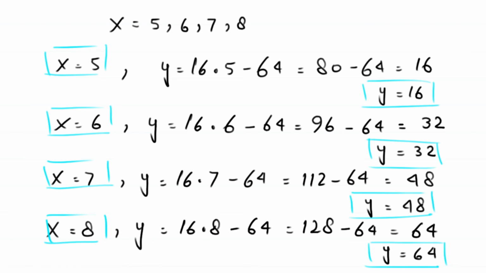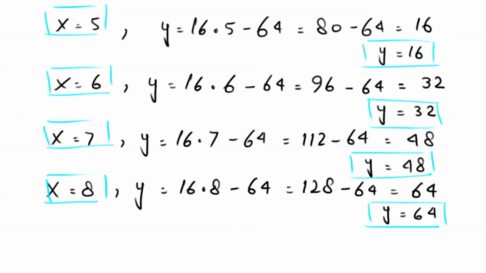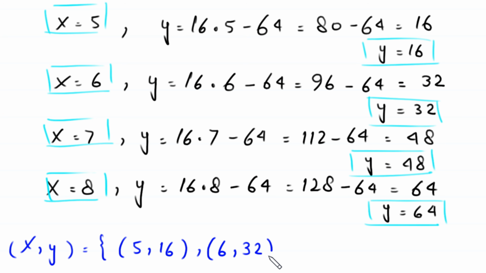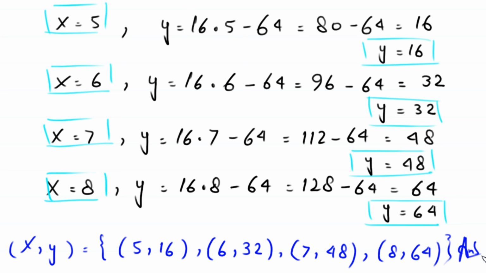So the final set of solutions of x comma y is equal to: first pair is 5 comma 16, the second is 6 comma 32, the third is 7 comma 48, and the fourth is 8 comma 64. This is the final answer of this problem.